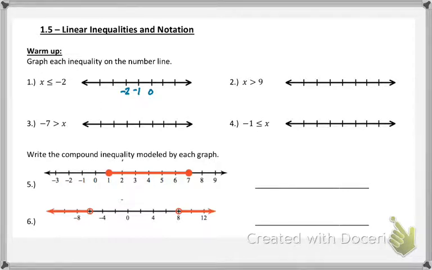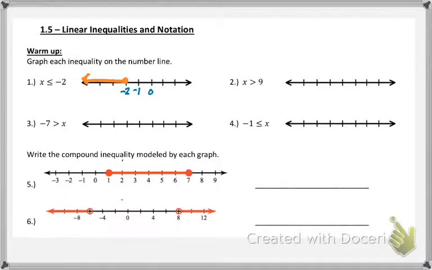So we know that x could be -2, or it could be any number less than -2, so that could be -2.1, -2.4, etc. So I'm going to shade all of this. That includes all of the decimals less than -2.